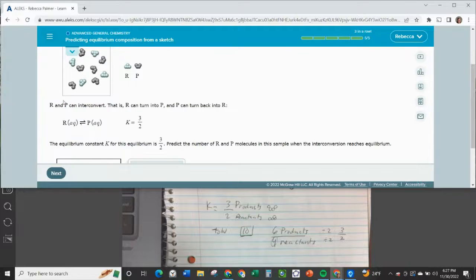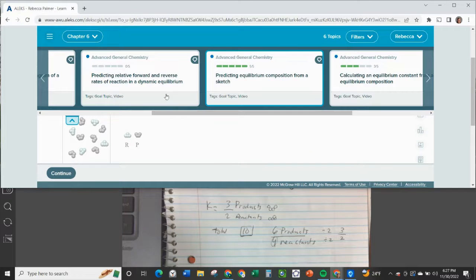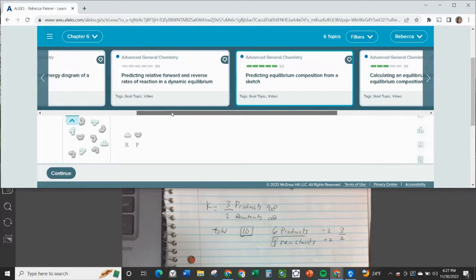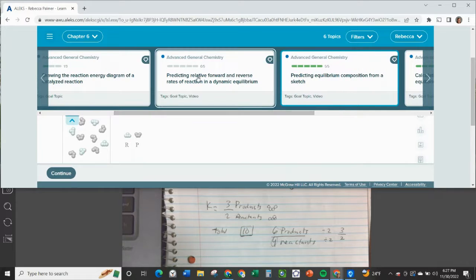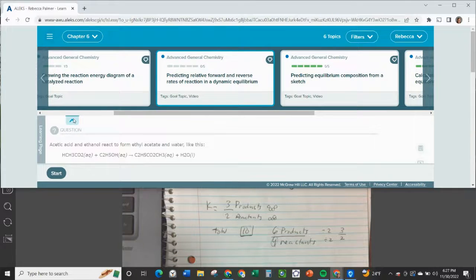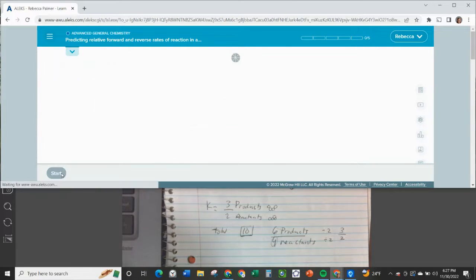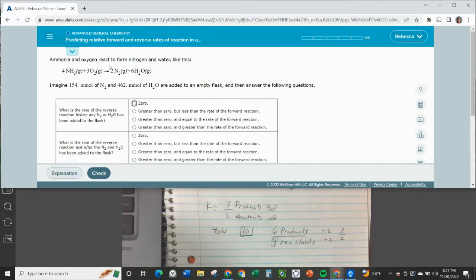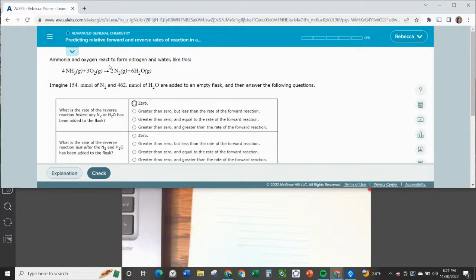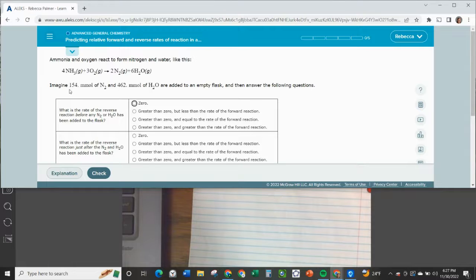All right, we did that one. We're almost there. Okay, let's look at this question. This question is a little bit confusing too, so let's read through it. Ammonia and oxygen react to form nitrogen and water like this. Imagine we have 154 millimoles of nitrogen and 462 millimoles of water, and they're added to an empty flask. What is the rate of the reverse reaction?